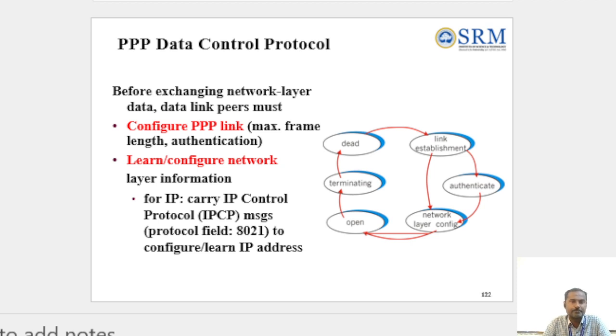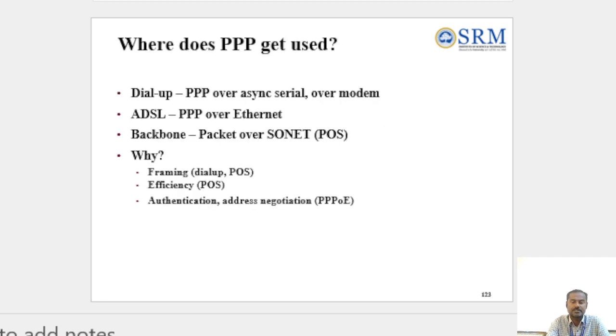What does configuring the PPP link mean? The maximum frame length has to be configured and authentication has to be given, that is, who has the access over the data. The second one is configuring the network, or learning the network, which is done for the internet protocol. That is, it will carry the IP control protocol, which is called IPCP, messages to the concerned IP address.